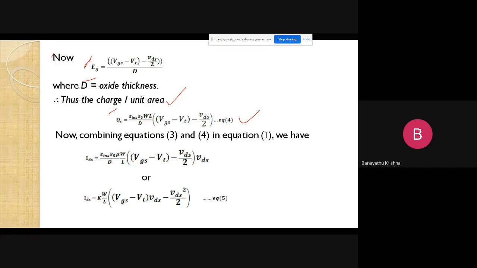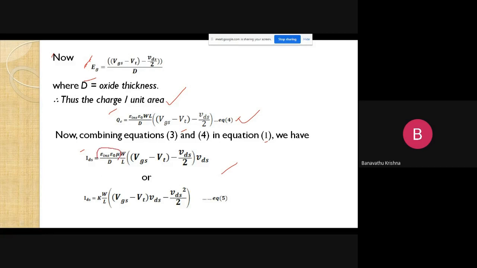Now combining equation 4 and equation 3, that is the transition time, and substituting in equation number 1, IDS equals epsilon insulation, epsilon naught, mu by D, into W by L, width by channel length, into (VGS minus VT minus VDS by 2) into VDS. So IDS equals K into W by L, where K is nothing but this value.